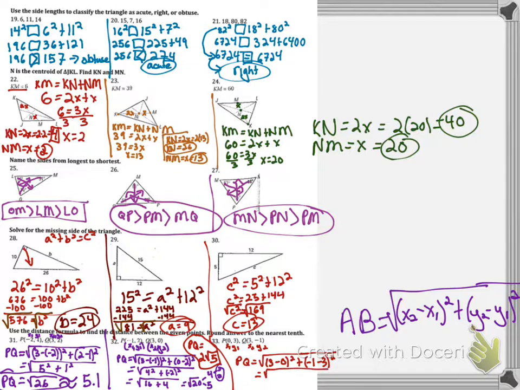We end up with the square root of 3 squared plus negative 1 minus 3, which is negative 4, squared. That gives me the square root of 9 plus 16, which is the square root of 25. We know that the square root of 25 is 5.